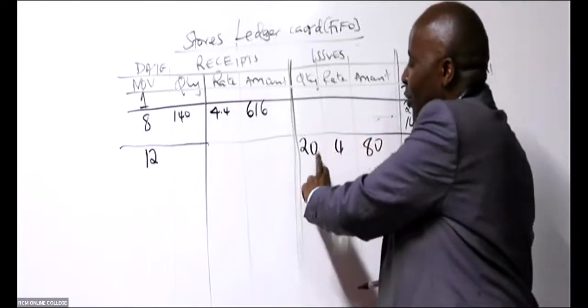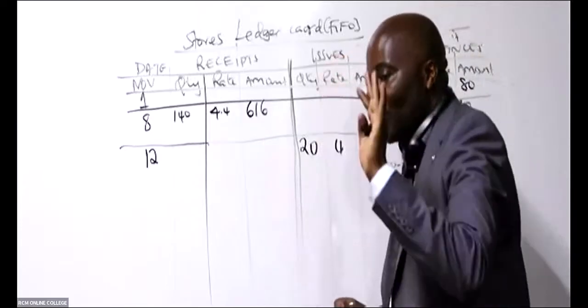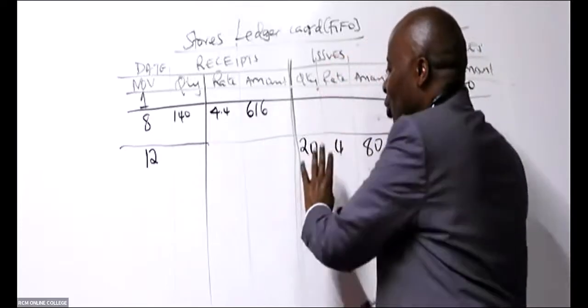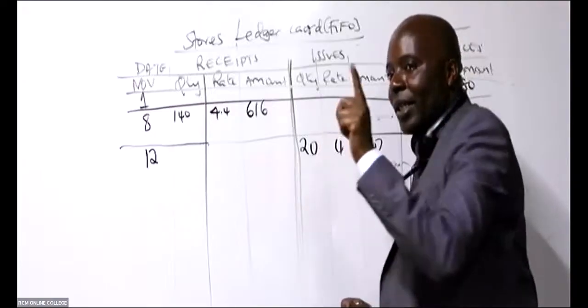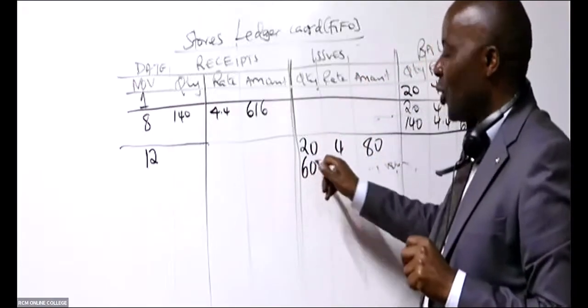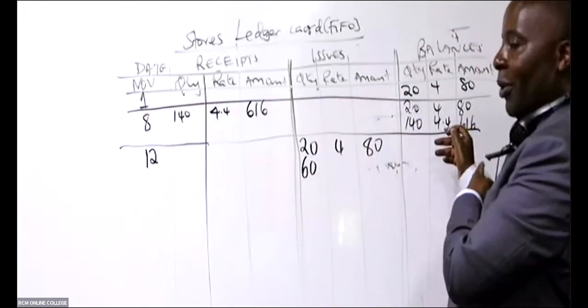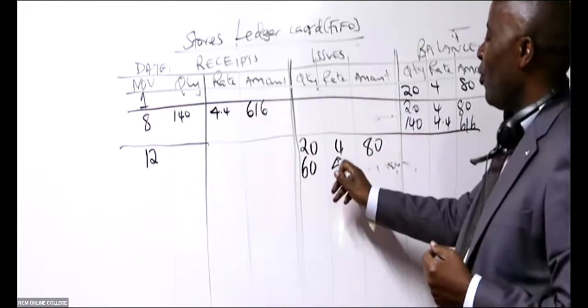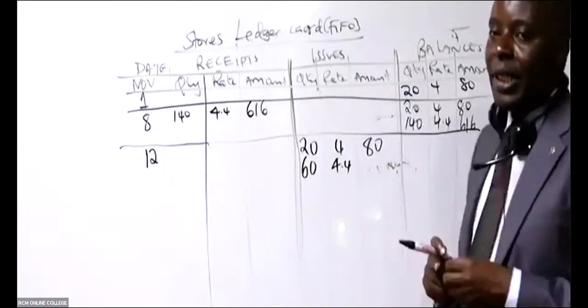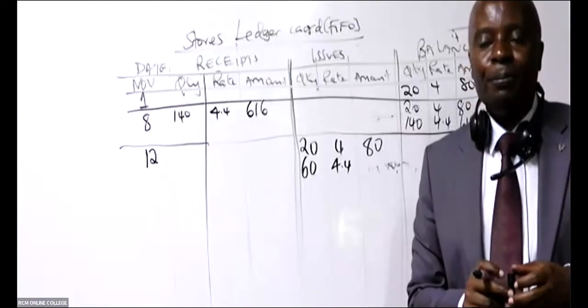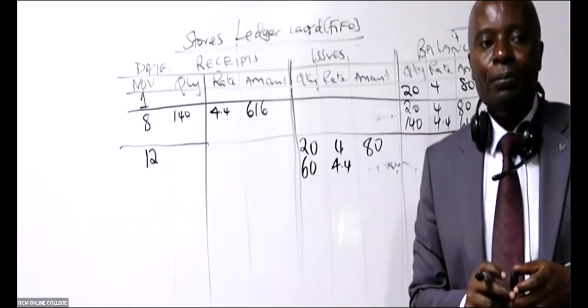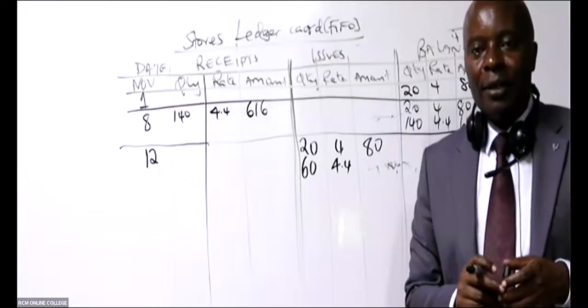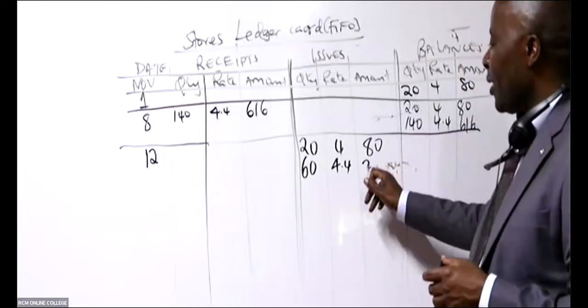But now remember, in terms of units, I'm supposed to issue how many in total? 80. Now I've issued 20. So what is the balance here? 60. So the 60 will come from which batch? The batch of 4.4, isn't it? Yeah. So 4.4. So what is 60 times 4.4? 264. So we have here 264.